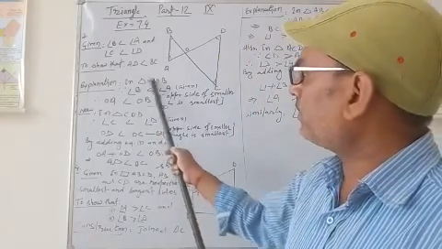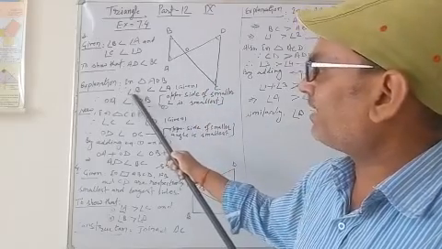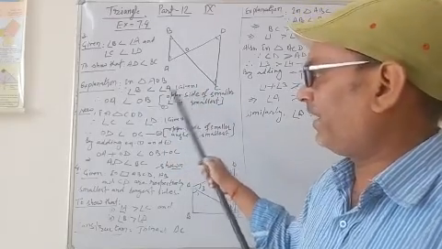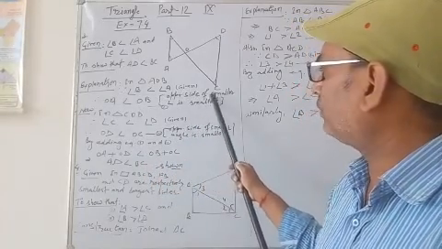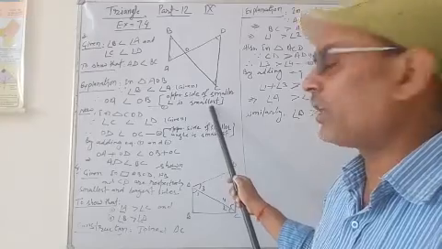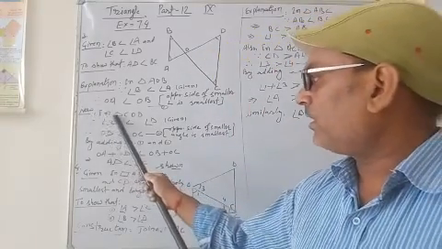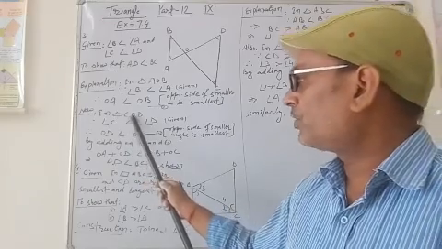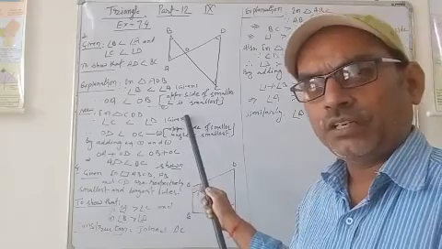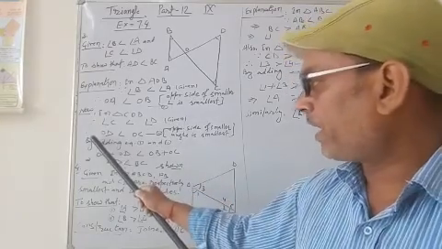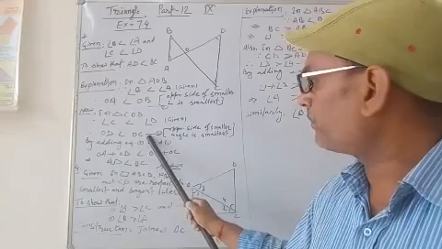Explanation. In triangle AOB, since angle B is less than angle A, given, therefore OA is less than OB. Opposite side of a smaller angle is smaller, as we know. Now in triangle COD, since angle C is less than angle D, it is given, therefore OD is less than OC.